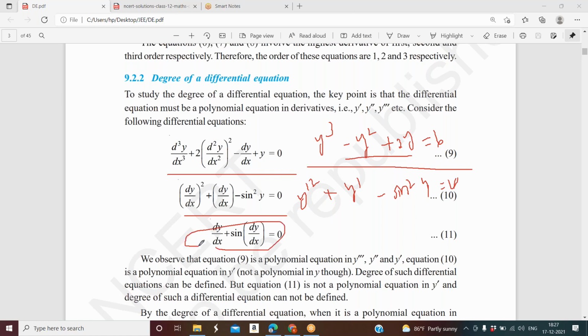What about the last equation? See, dy by dx plus sine of dy by dx equal to 0. This is not a polynomial equation. This is not at all a polynomial equation because the second term in this equation involves sine of dy by dx. So this is not a polynomial equation. I will tell you one more example.